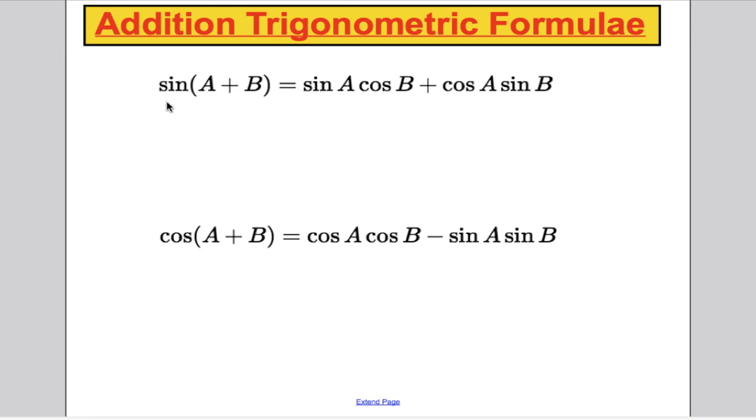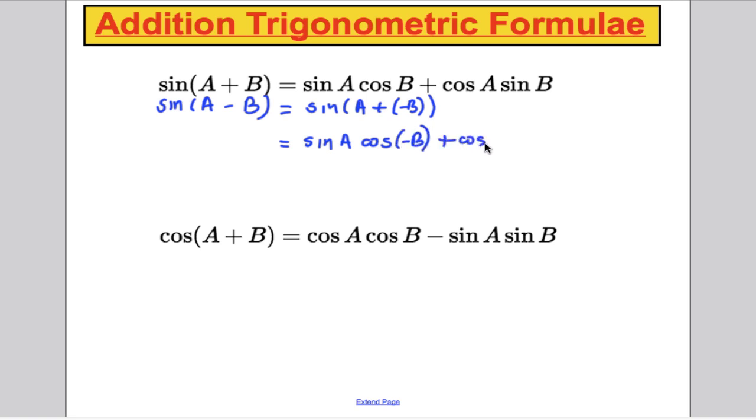Now, you might need to know what sine of A subtract B is. You'd like a formula for that as well, and you could get this from using the above formula. You could think of that as sine of A plus minus B, that is, A plus negative B. Because we've converted this to an addition, we can use the addition formula above. That would just be equal to sine A cos negative B plus cos A sine of negative B.